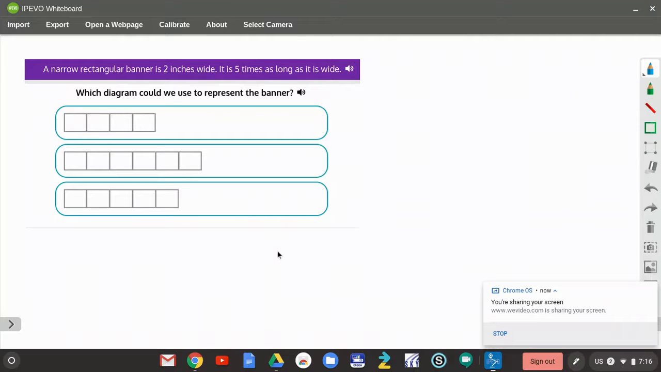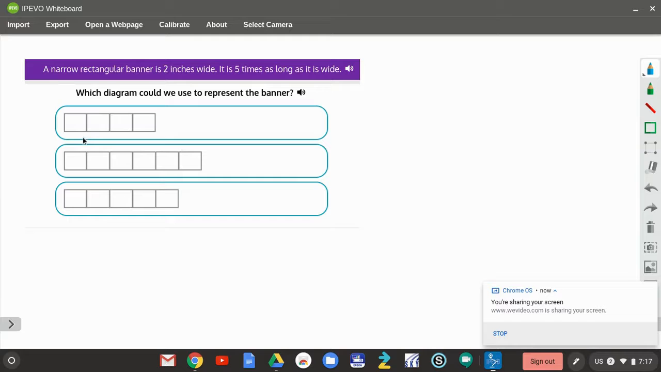All right. Now, we might be given a scenario like this, where it says a narrow rectangular banner is 2 inches wide. It is 5 times as long as it is wide. And then it's going to ask us which diagram could we use to represent the banner? Now, we know the banner is 2 inches wide, but you notice there are no labels here of any dimensions, which is fine. We don't need it at this point. So we just need to find the one that represents it's 5 times as long as it is wide.